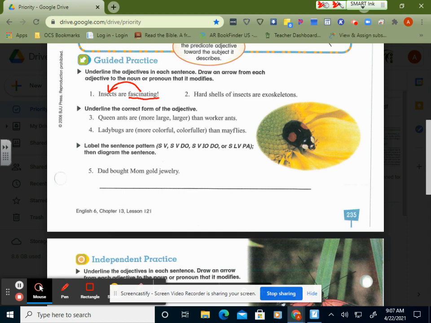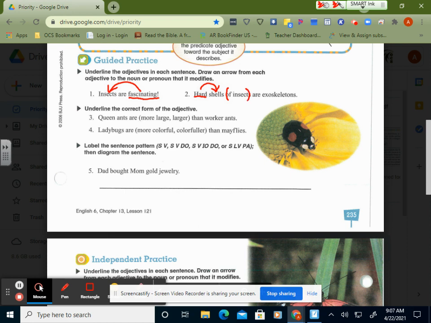All right, number 2. Hard shells of insects are exoskeletons. Jonah, what is the adjective there? Hard. What is hard describing? Shells. Trick question. Is there another one? Is there? Well, but that's just of insects.